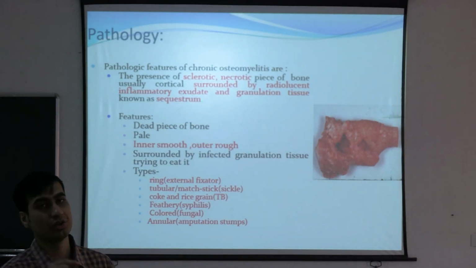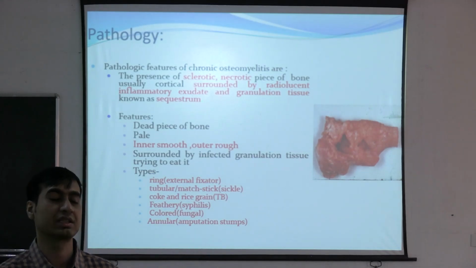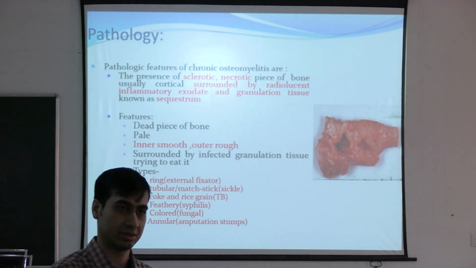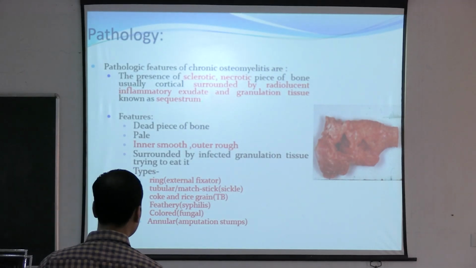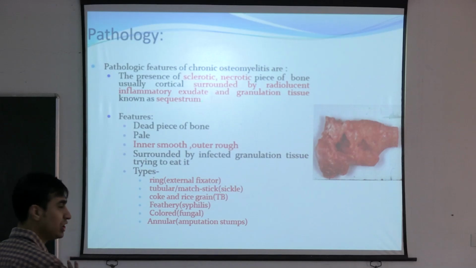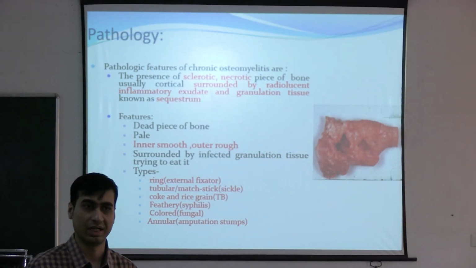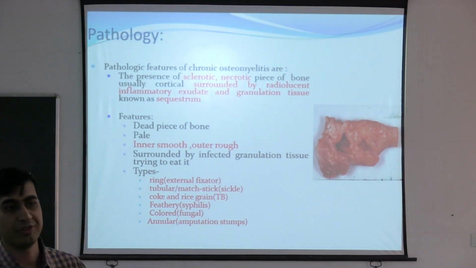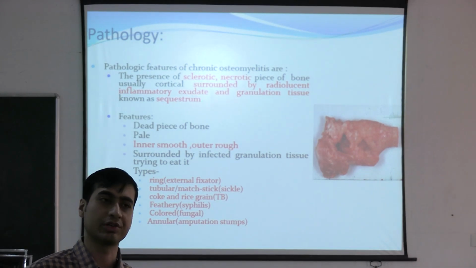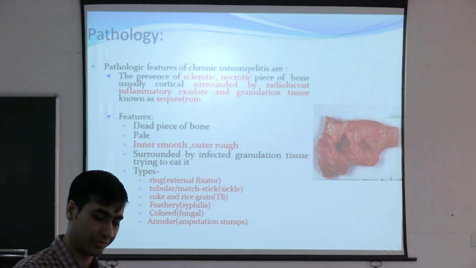If you see a long-standing patient who has gone home on an external fixator for 3-4 months, you can find this. But once you take out that fixator, it usually resolves. Tubular, coke and rice grain, feathery. These are totally theoretical. In an exam, if this comes, you have to write all this, otherwise it won't be 5 marks. Sequestrum is a very common question, okay. Definition, where do you find it, hallmark of chronic osteomyelitis, and you have to write the types. That is enough.